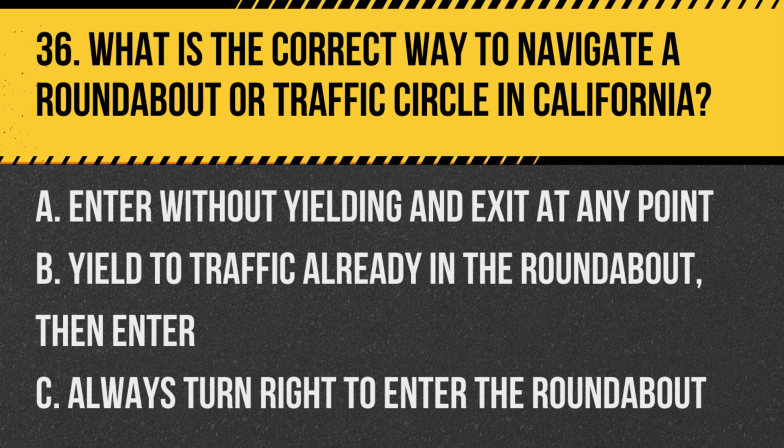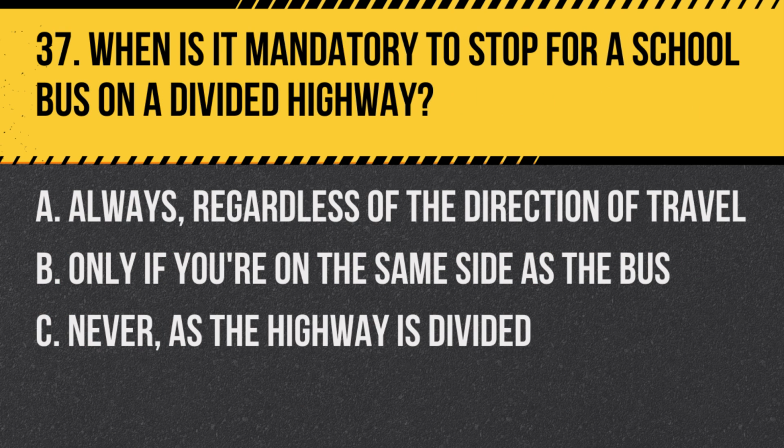A. Enter without yielding and exit at any point. B. Yield to traffic already in the roundabout, then enter. C. Always turn right to enter the roundabout. Answer: B. Yield to traffic already in the roundabout, then enter. When approaching a roundabout, yield to traffic already circulating, then enter when safe. Question 37. When is it mandatory to stop for a school bus on a divided highway?